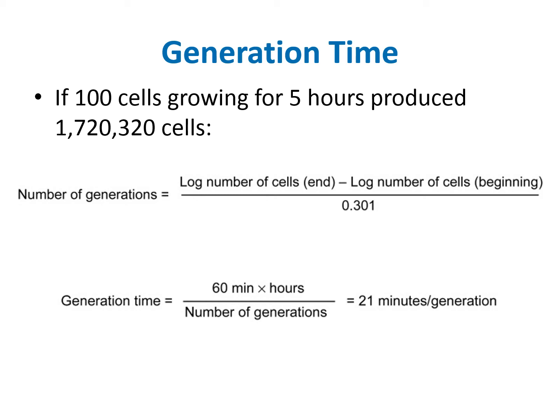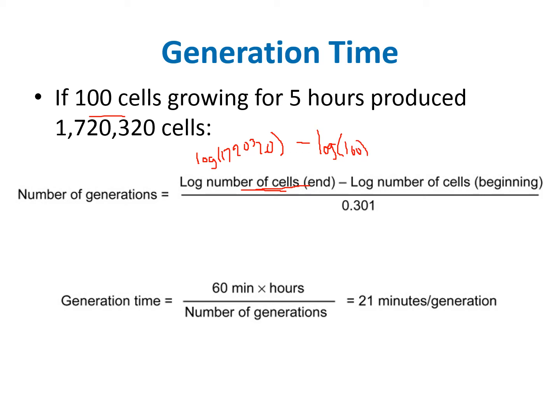To figure out how many generations there were, we would take the log of the number of cells at the end of the experiment. So that's going to be the log of 1,720,320 cells. Then we're going to subtract from that the log of the number of cells that we started with, which you're told is 100. So the log of 100 goes here.